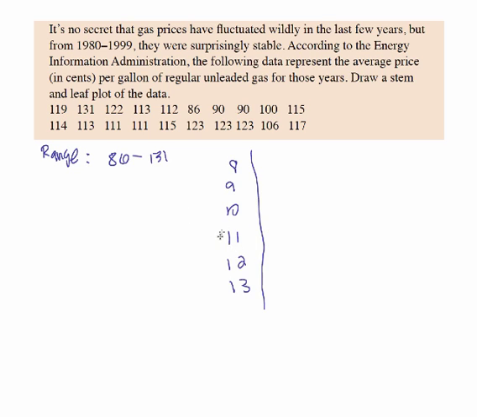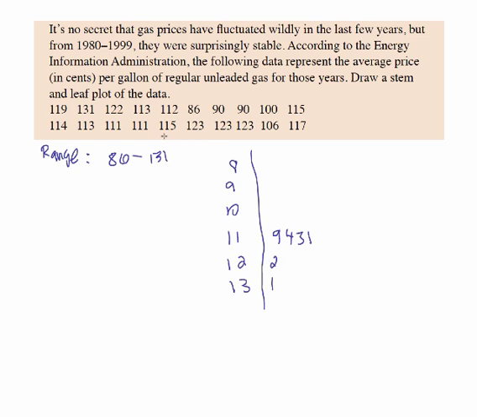119 is going to go in the stem of 11, adding a leaf of 9. Then 114 would be putting a leaf of 4 on the stem of 11. Next up I have 131 and 113. Well, 131 is going to come from putting a leaf of 1 on the stem of 13. 113 will come from putting a leaf of 3 on the stem of 11. Next up 122 and 111. 122 will give me a leaf of 2 on the stem of 12. 111 will be a leaf of 1 on the stem of 11.